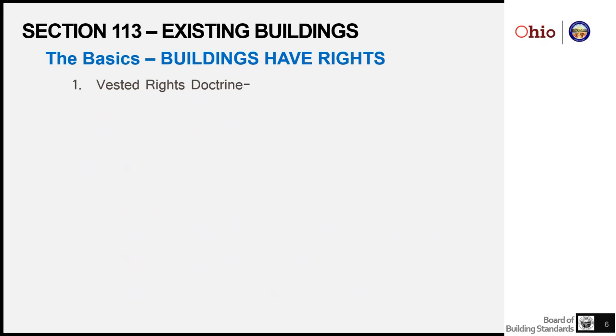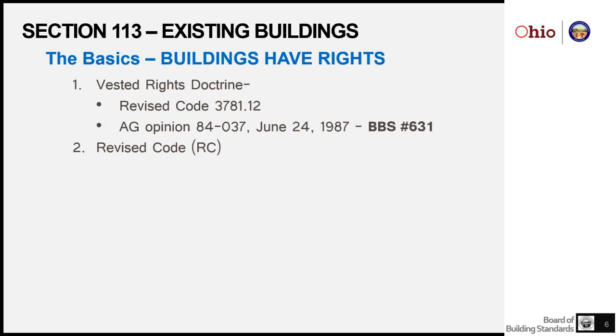So this whole concept that buildings have rights, there's a thing out there called the vested rights doctrine. It shows up in the revised code in 3781.12. There's also an AG opinion issued on that subject. We have it on our website, the Board of Building Standards website, under the AG opinions, and it's BBS number 631 if you want to go out and review it. I've also included that in the educational materials for this course. So if you scroll down through there, you can find it there as well.